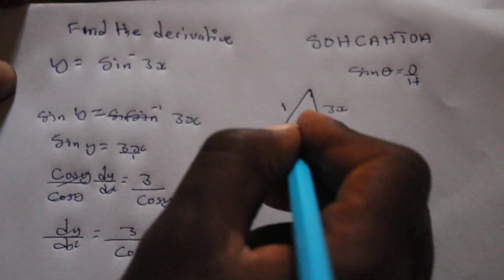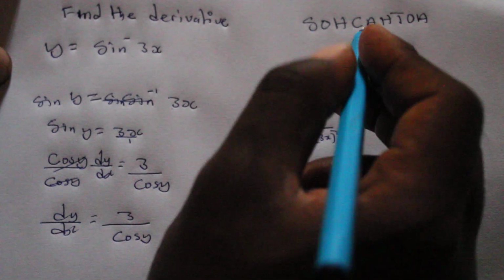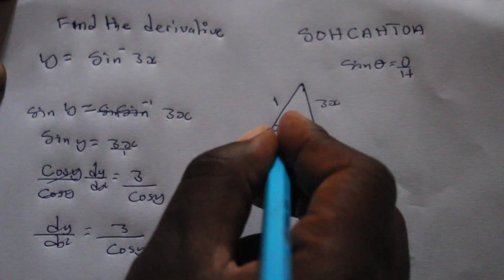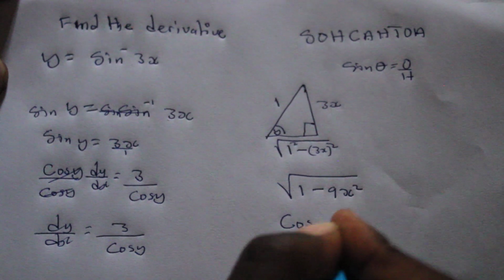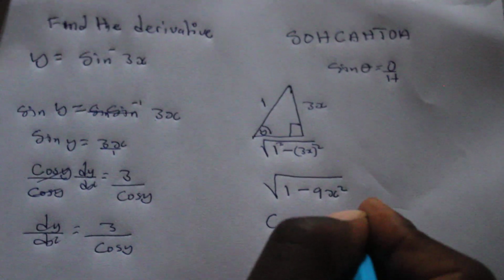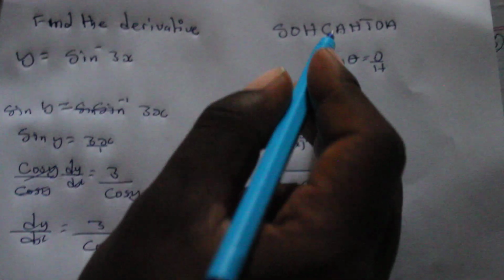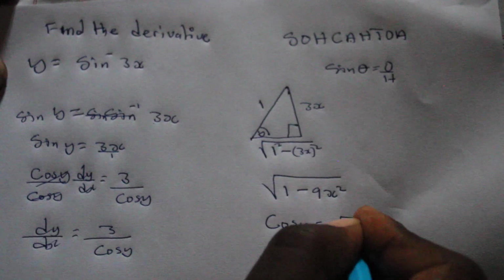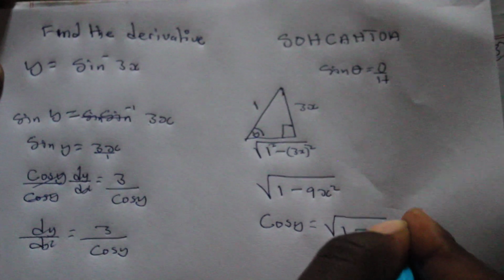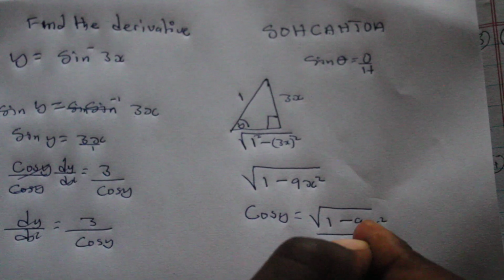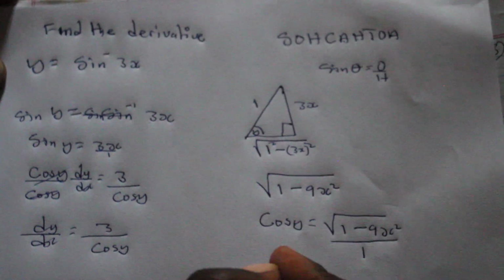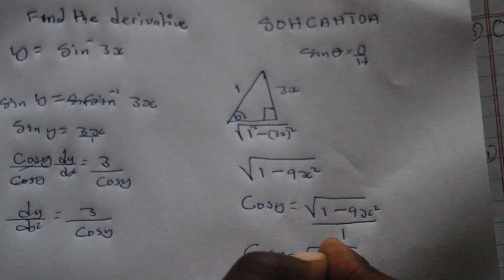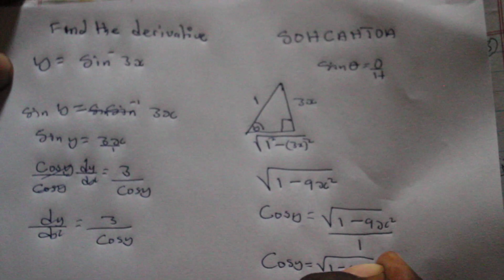Since now you're looking for cos, you know that cos is adjacent over hypotenuse. So to find cos y, it is adjacent over hypotenuse. The adjacent is the square root of 1 minus 9x squared, then the hypotenuse we know is 1, which simply means cos y equals the square root of 1 minus 9x squared.